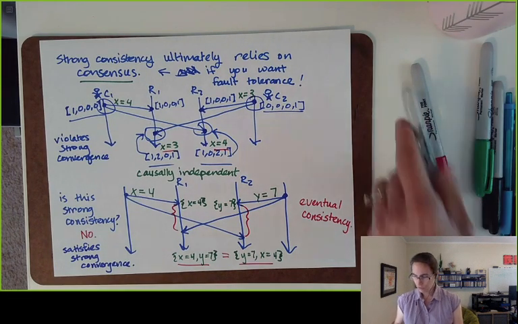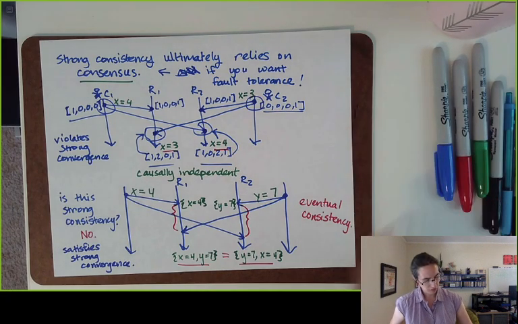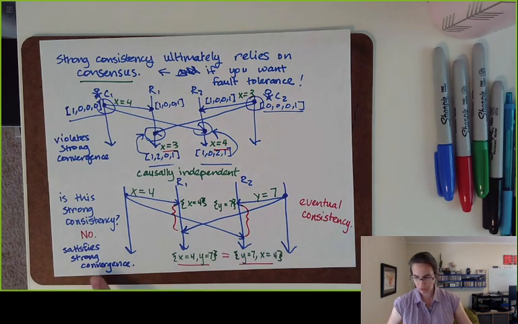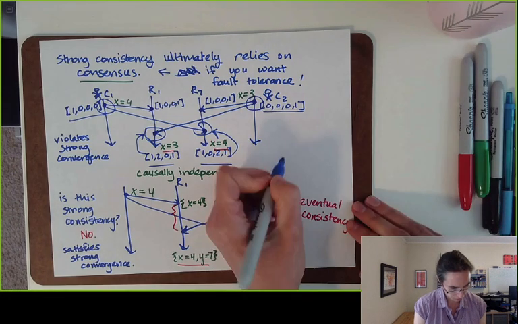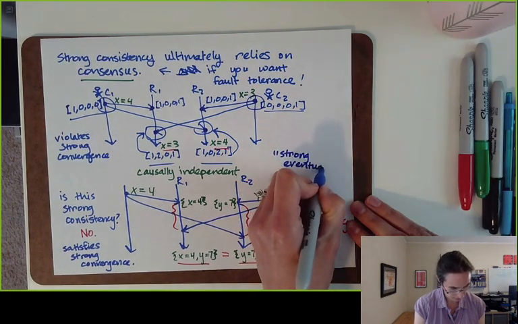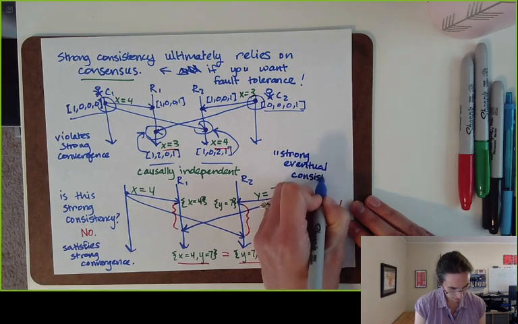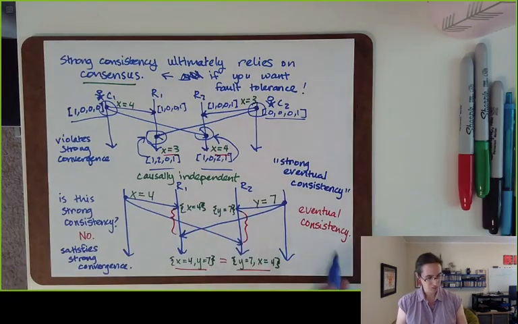So sometimes you'll hear people talk about a combination. I said down here that this execution shows us an example of eventual consistency, and I'm also saying that it satisfies strong convergence. Sometimes you'll hear people talk about those two properties rolled into one, and you'll hear about a system that has strong eventual consistency. By strong eventual consistency, they mean both eventual consistency and strong convergence. So strong eventual consistency is a combination of the two.